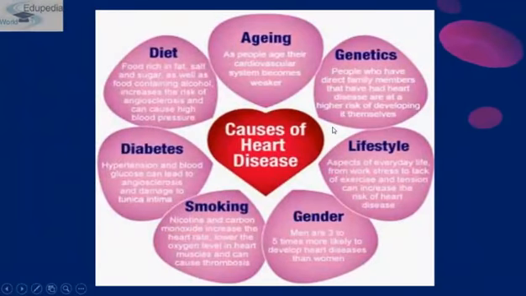Have you ever thought what are the causes of heart diseases? First is aging. As people age, their cardiovascular system becomes weaker. Second is genetics. The person may have a hereditary problem. That means people who have direct family members that have had heart diseases are at a higher risk of developing it themselves.